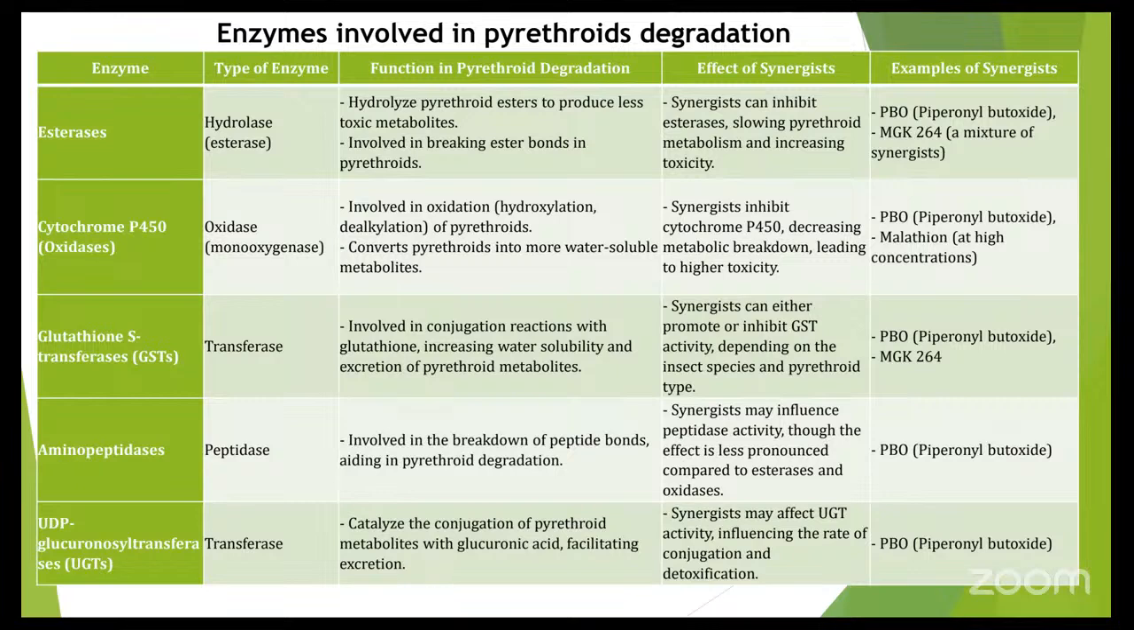homogenates fortified with NADPH2, resulted in more than 10 metabolites, and in each metabolite, the ester linkage and the alcohol moiety remained unchanged. So the major metabolic pathway was through hydroxylation of the trans-methyl group of the isobutenyl side chain in the acid moiety.